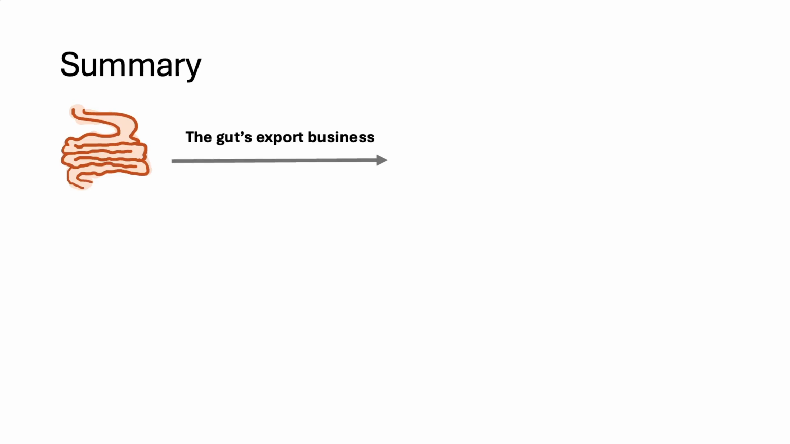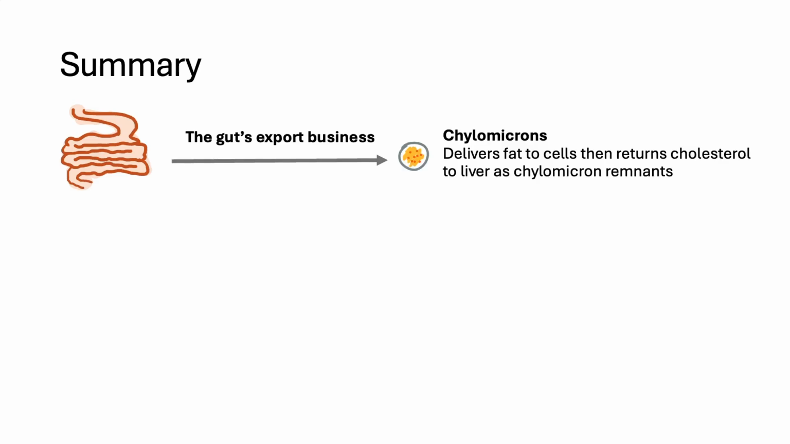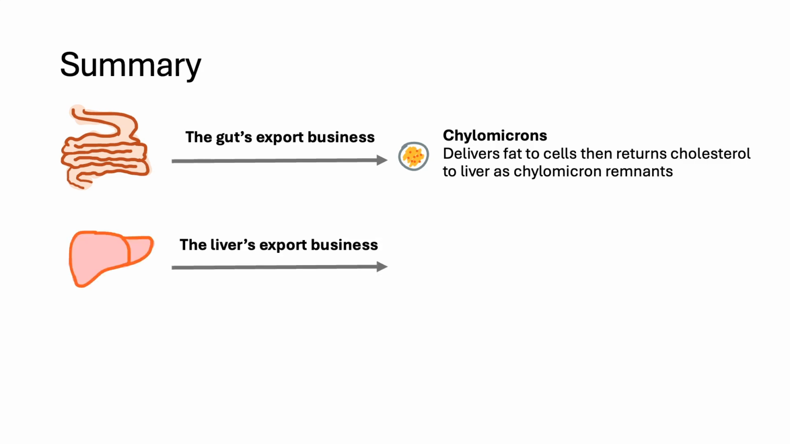So let's summarize all 4 lipoproteins. Firstly, we have the gut's export business, which is the chylomicron. And this delivers fat only to cells and then returns cholesterol to the liver as a chylomicron remnant. Next, we have the liver's export business, which is VLDL, which drops fat off to cells, and then it emerges as LDL, which drops cholesterol off to cells.